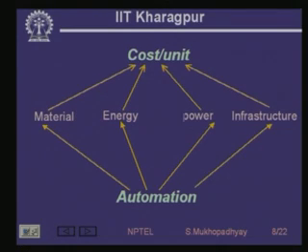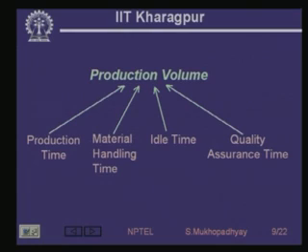Now, let us come to production volume. How do you increase production volume? Assuming that you have enough material, enough manpower, and enough demand, so that you can produce to the extent that you really can, automation will enhance production volume for several reasons. Essentially, you can increase volume of production if you can cut down the time to produce one job, one unit product. So, what is this time?